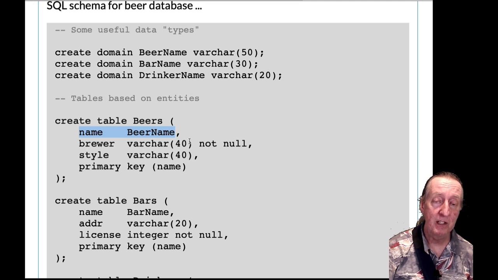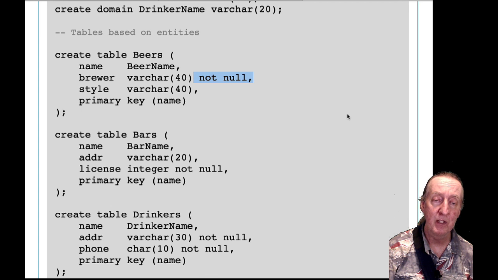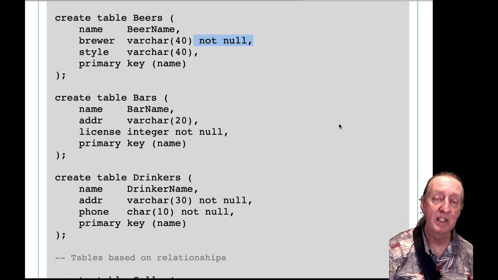We're insisting that we know who the brewer is, so we've put a not null on that, but we're not fussed if we don't know what the style is. So there's no not null, so you're allowed to have null styles. As long as the beer's got a name and the name has to be unique, and as long as we know who the brewer is, we're happy with beer tuples.